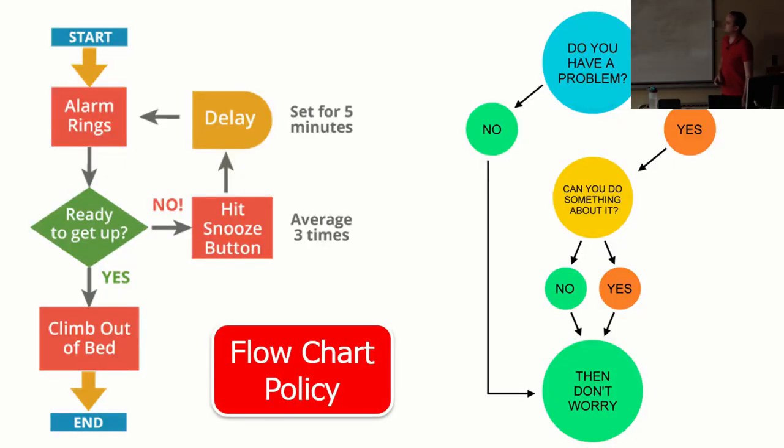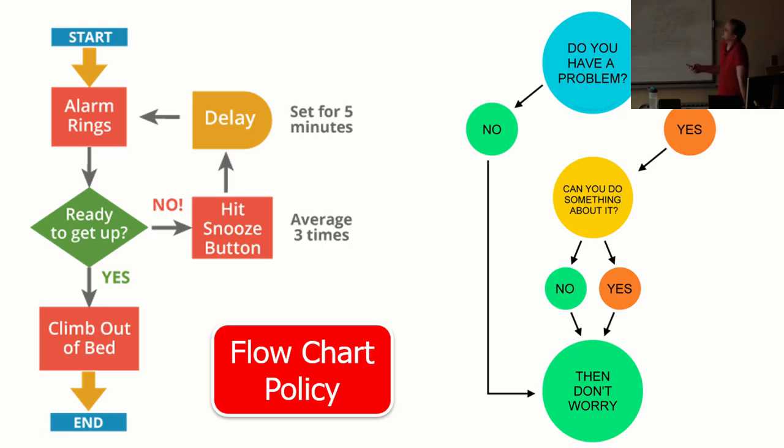We could also have a policy as a flow chart, right? So here's this great way of getting through life. Do you have a problem? No? Then don't worry. Do you have a problem? Yes. Can you do something about it? No. Well, if you can't do anything about it, why would you worry, right? But if you can do something about it, then you just do that thing, so don't worry, right? How simple it all is.